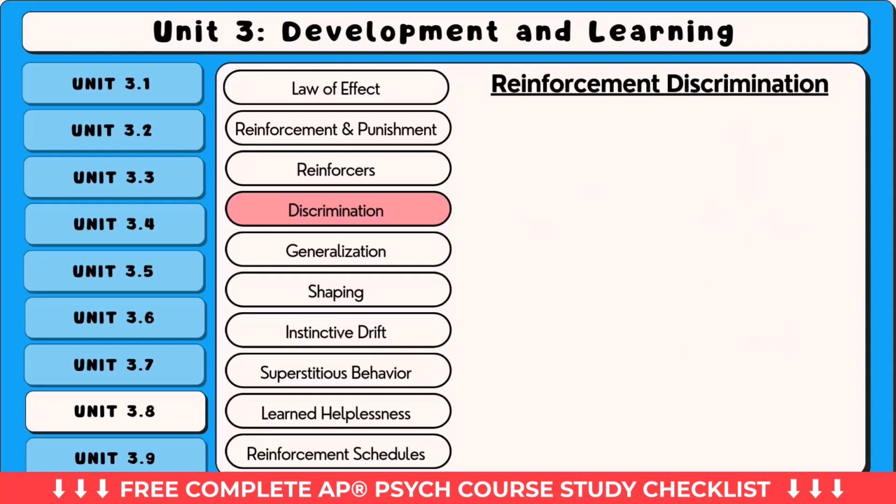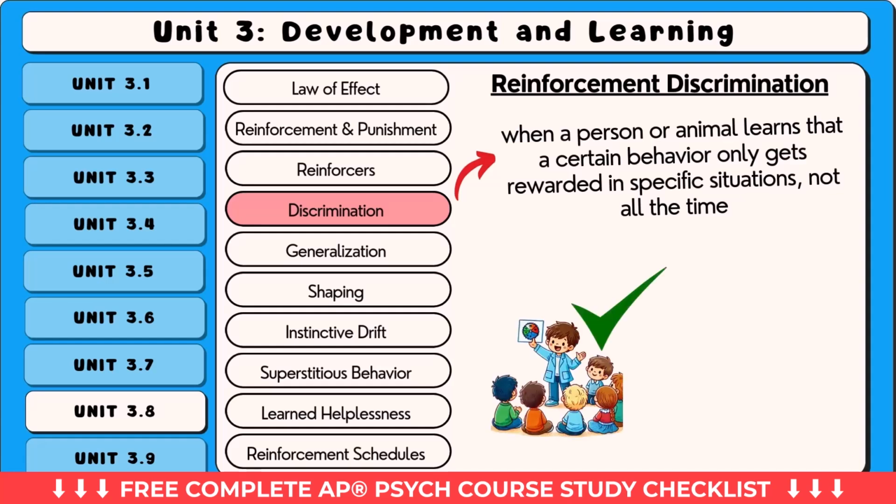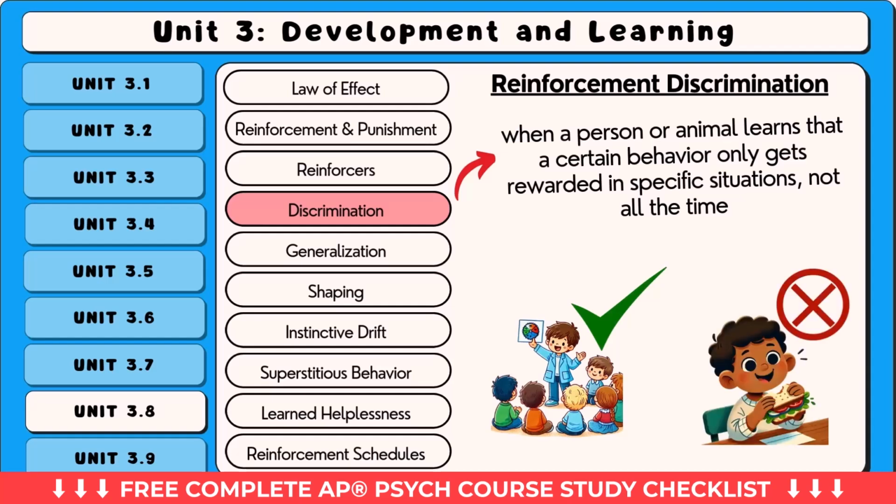Okay, next is reinforcement discrimination. Reinforcement discrimination is when a person or animal learns that a certain behavior only gets rewarded in specific situations, not all the time. It's like learning to tell when it's the right time to do something. For example, imagine a student learns that raising their hand in class gets them praise from the teacher, but they also learn that raising their hand at the dinner table doesn't get them anything. Over time, they figure out that raising their hand only works in class, not everywhere. That's reinforcement discrimination, learning when a behavior will be reinforced and when it won't. It helps people and animals avoid wasting effort and use their behavior in the right place at the right time.